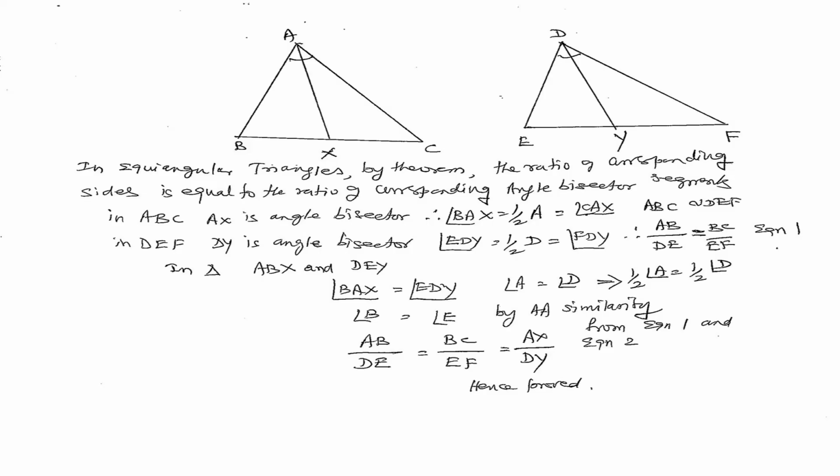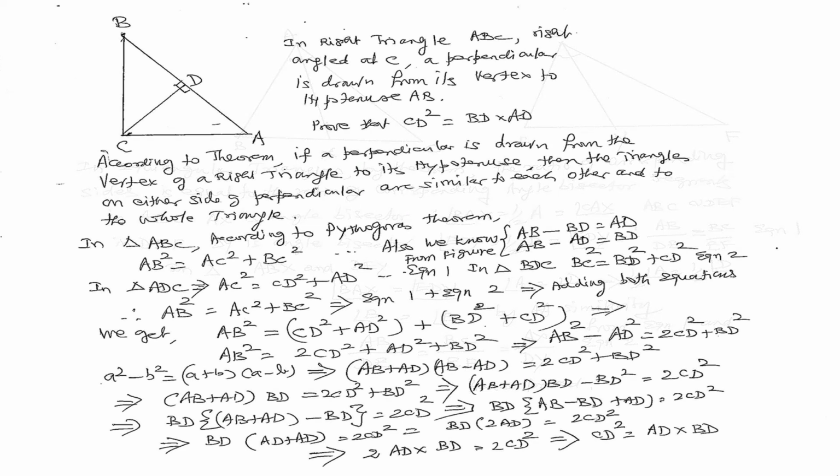In triangle ABX and DEY, angle BAX is equal to angle EDY, angle A is equal to angle D, half angle A is equal to half angle D, angle B is equal to angle E. By AA similarity, AB by DE is equal to BC by EF is equal to AX by DY. Hence proved.